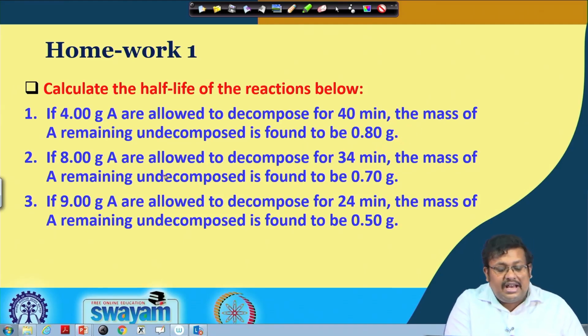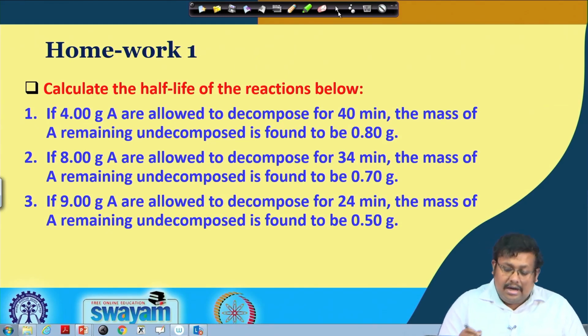If 8 grams of A are allowed to decompose for 34 minutes, the mass of A remaining undecomposed is found to be 0.70 gram, and if 9 gram of A are allowed to decompose for 24 minutes, the mass of A remaining undecomposed is found to be 0.50 grams. So, you have to calculate the half life for all the reactions.